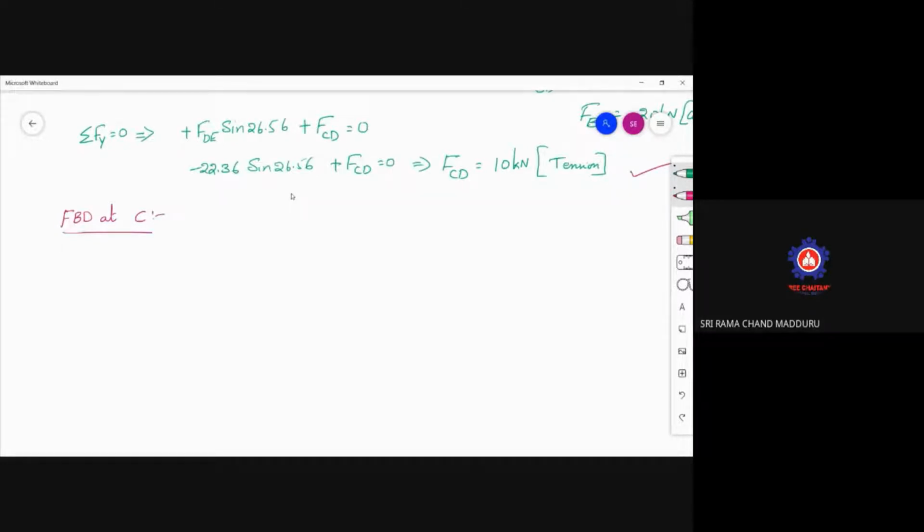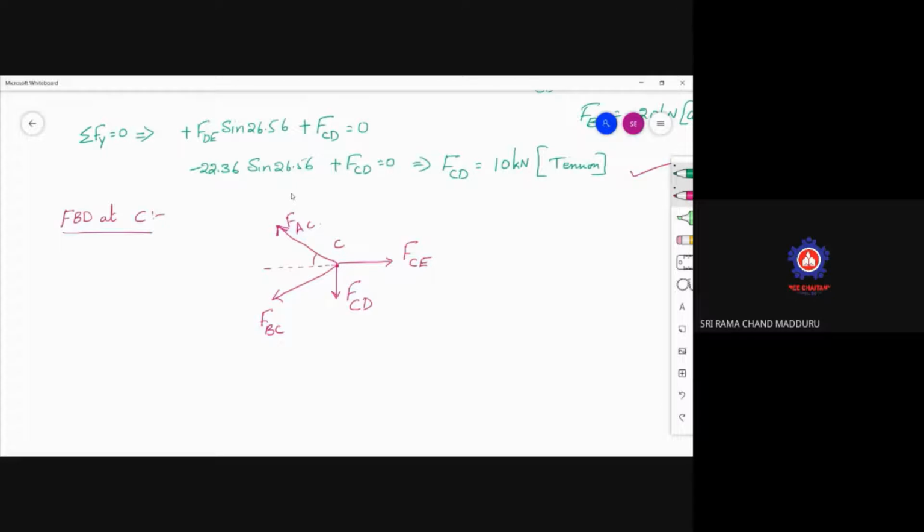So when you are taking the FBD at C, how many forces are there? Just observe here. See the diagram. This is one force, which is the force in AC. This is force in BC. Initially, I assume all are in tension. That's why I am writing them away from the body. If I write it towards the body, that is compression. So we are assuming away from the body. And this force is the force in CE. Another force is there. This is the force in CD. So this is C.